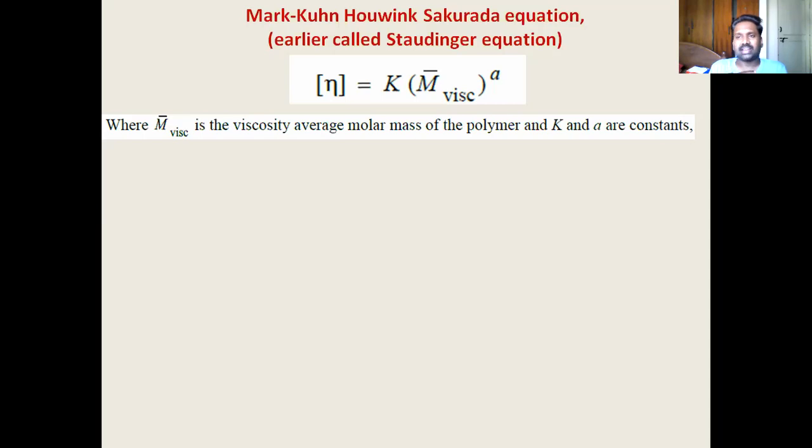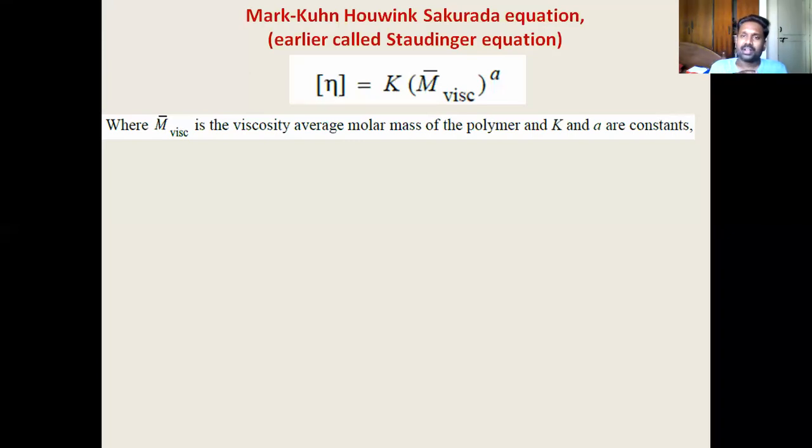It was formulated in 1950, first by Schrodinger, and then later revised, and now it is known as the Mark-Houwink-Sakurada equation, or simply sometimes the Mark-Houwink equation. What does it do? It relates the intrinsic viscosity with the molecular weight of the polymers.